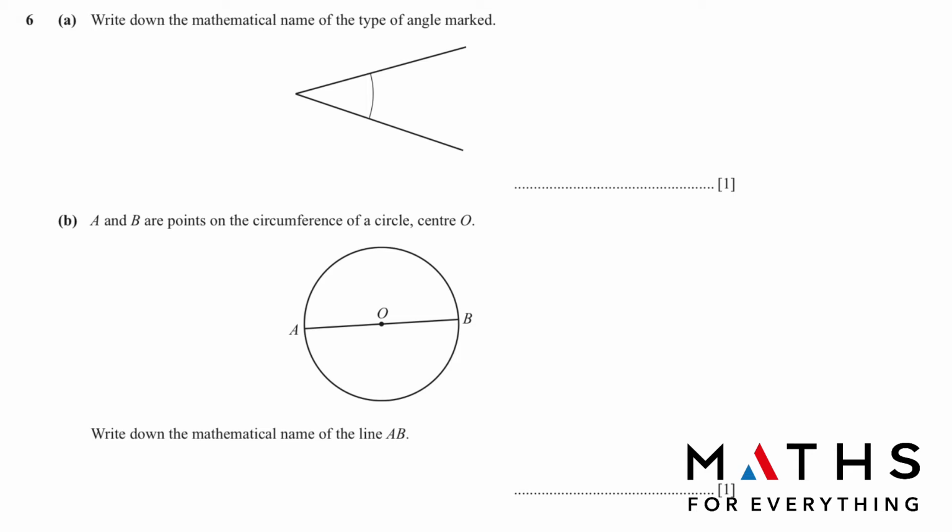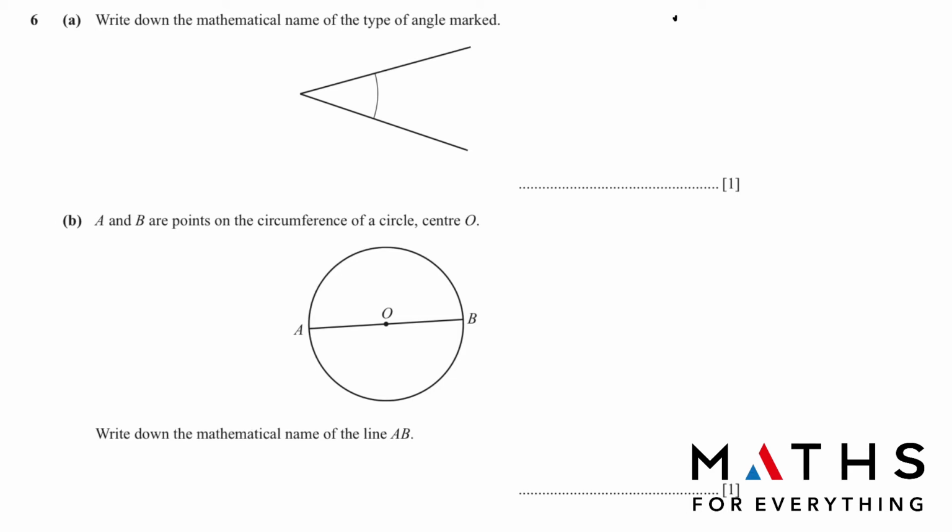Question number 6. Write down the mathematical name of the type of the angle marked. There are three types of main angles. The first one is the right angle. It's in an L shape, 90 degrees. This is the right angle. If you have this shape, it means it is less than 90. This is an acute angle. And if you have this, it means it is more than 90. This is an obtuse angle. So our angle is acute.